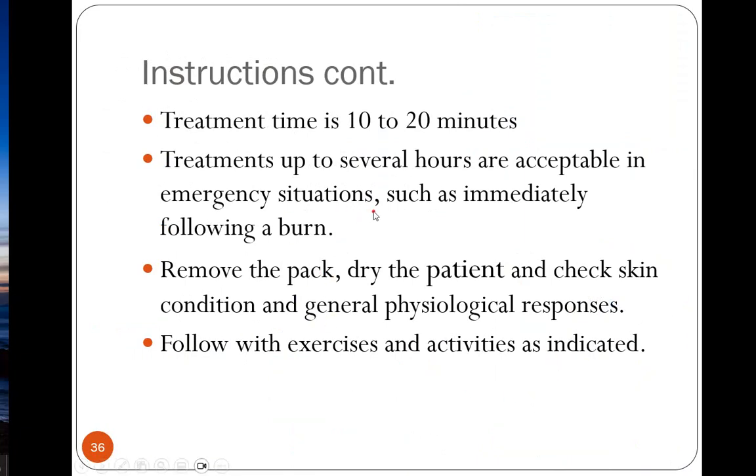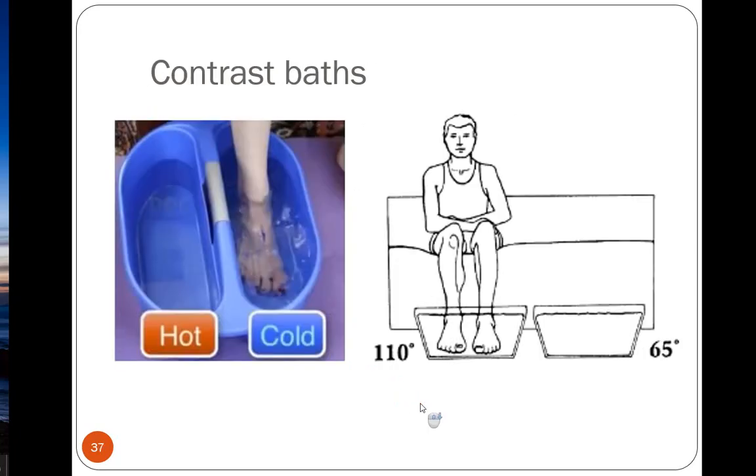After that, remove the ice pack, dry the client, check the skin and general physiological responses, and usually look at the area. Then you follow up with your regular exercises as indicated, whatever exercise you're trying to do, manipulation, or if you've reduced the muscle tone or the spasticity. If you are icing before mobilization of a shoulder or a knee, then you can follow with whatever it is you're doing, active exercise, passive or active assisted exercises, etc.